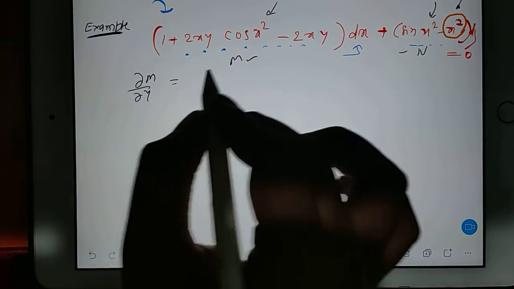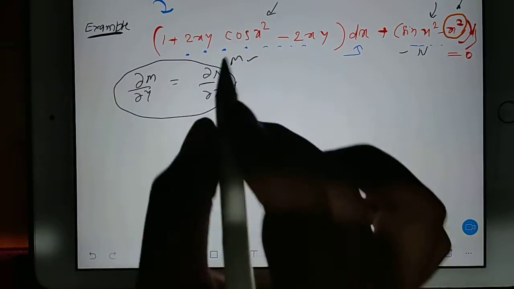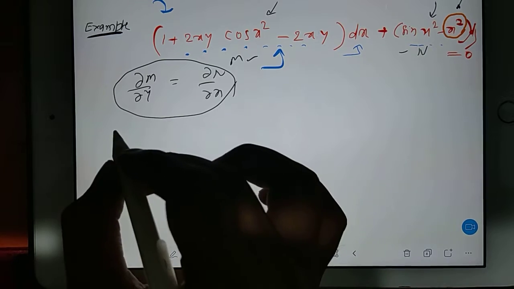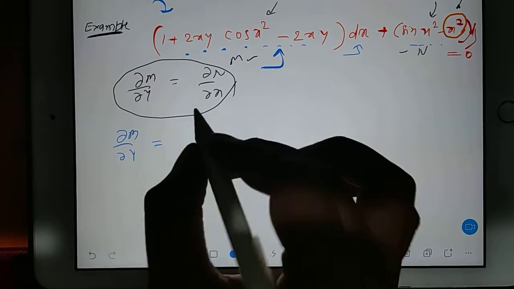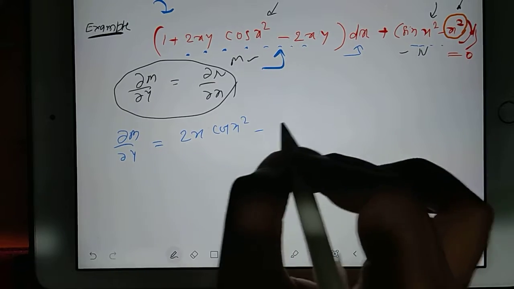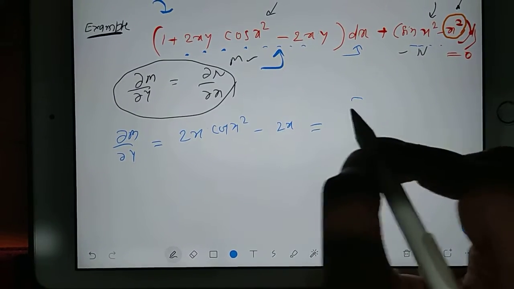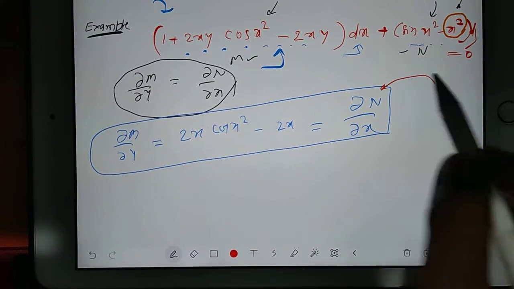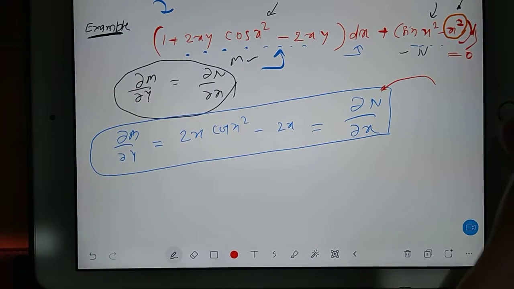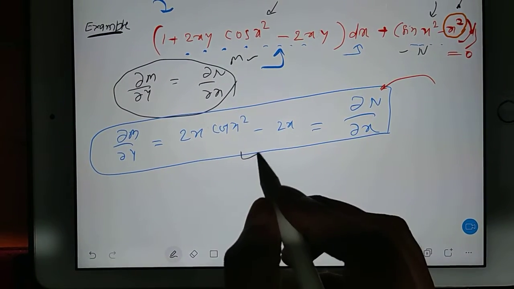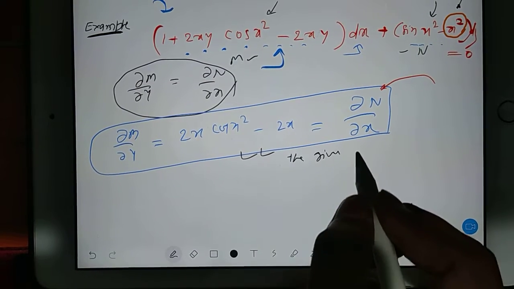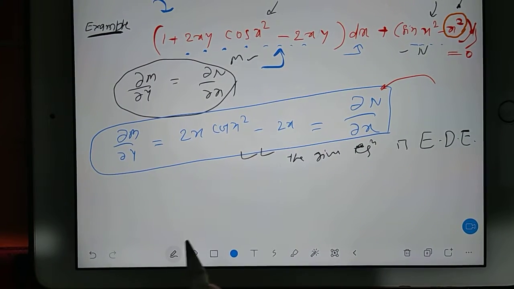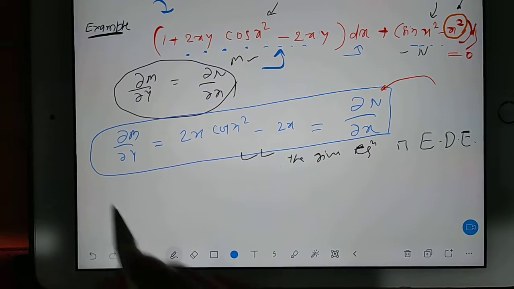Let's check whether dou M by dou y is equal to dou N by dou x or not. If you differentiate this, dou M by dou y will be 2x cos x square minus 2x, and when you find dou N by dou x, that will also be exactly the same. Because I have taken this question under this example, of course they have to be the same. Once we are clear that they are equal, it means the given equation is an exact differential equation. So we can directly go for the final solution.